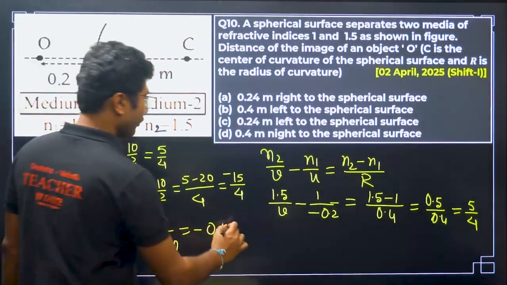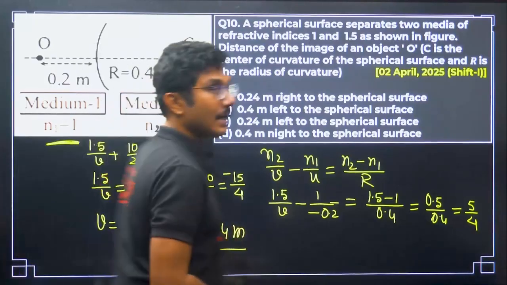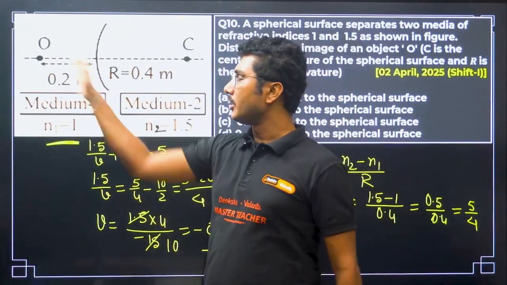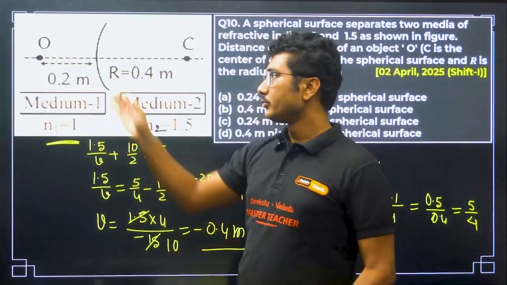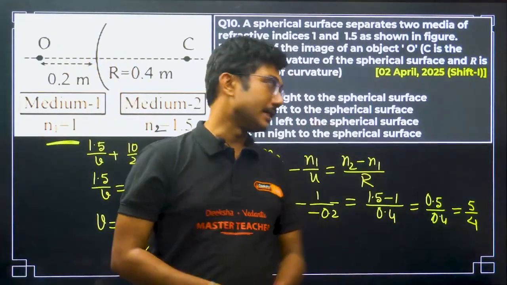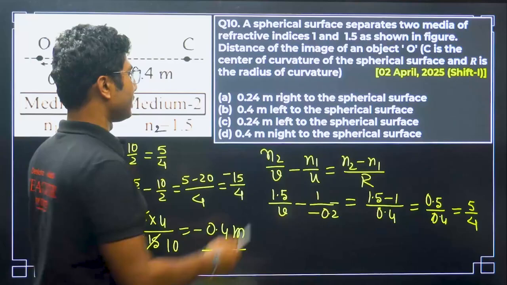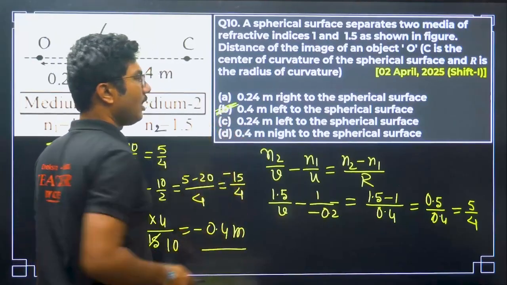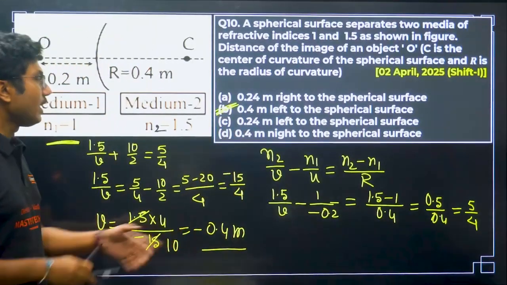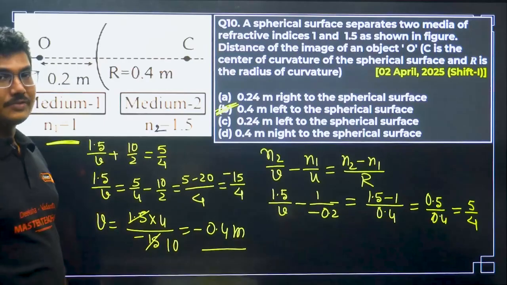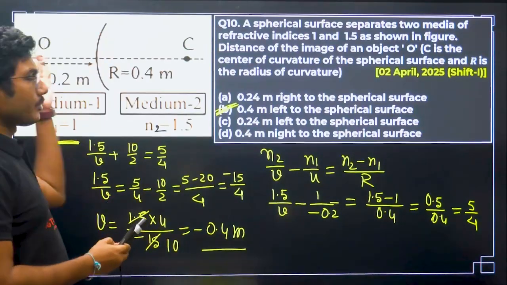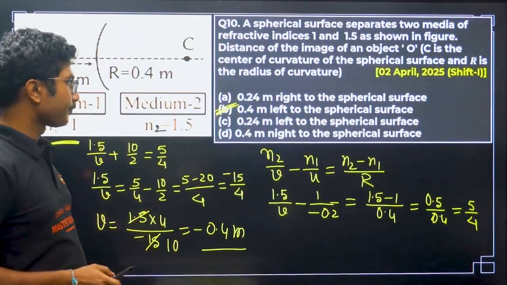So minus 0.4, what is the meaning of the negative sign? A negative sign means that this image is formed on the left hand side. So the image is forming 0.4 meter left of the spherical surface. If it was positive, then it would have been to the right of the spherical surface. It is to the left of the spherical surface.